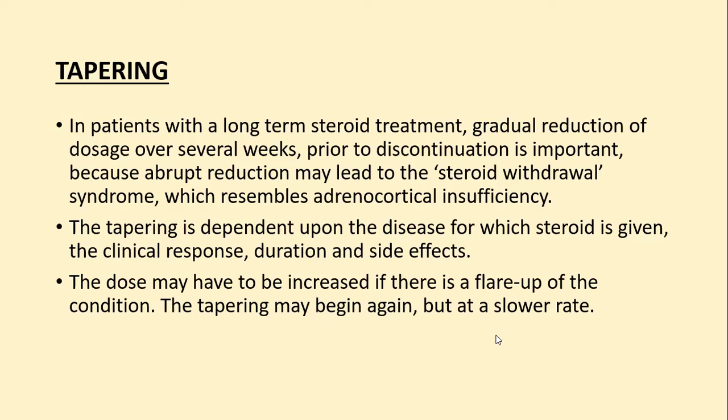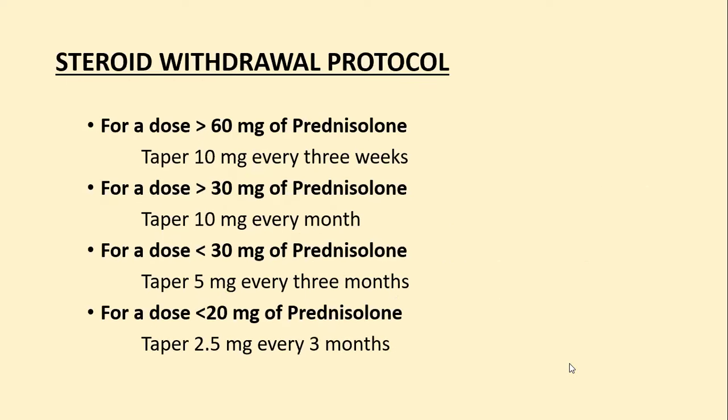For example, if you are tapering 5 milligram weekly in a patient of pemphigus vulgaris, and once you reach a dose of 20 milligram, the patient has a flare of disease. You again increase the dose to 60 milligram. And once the disease is controlled again, now you are going to reduce the dose 5 mg after every 2 to 3 weeks. You will taper it more slowly. The dose may have to be increased. We have discussed this. So this is a steroid withdrawal protocol.